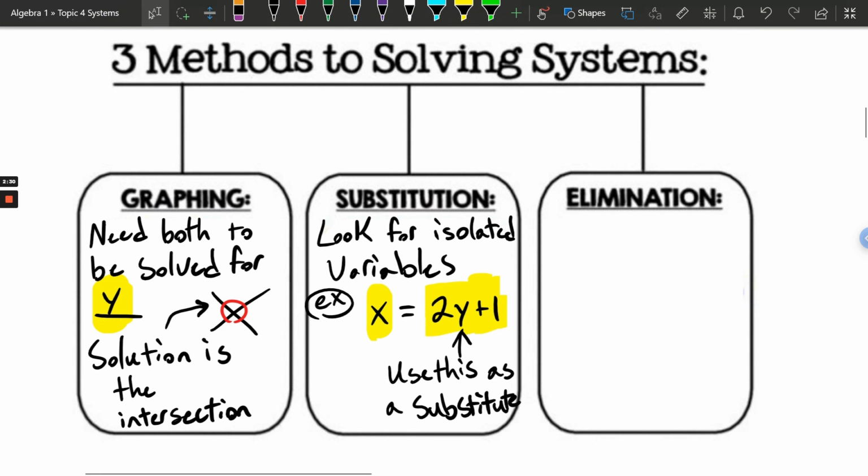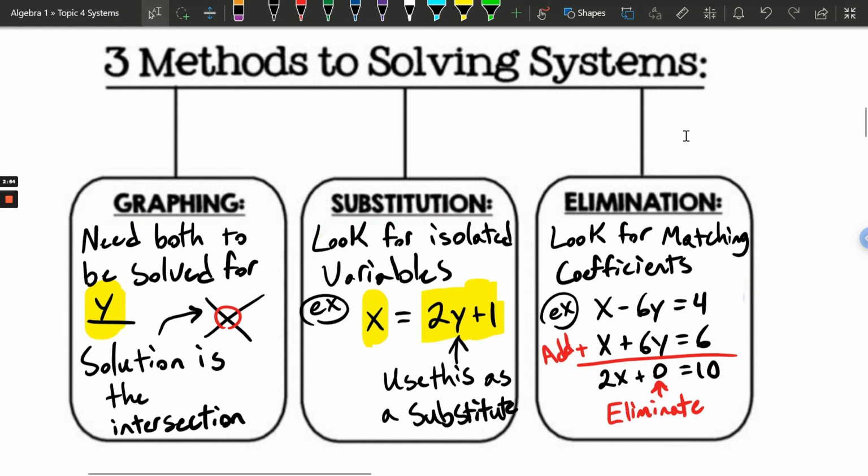My final method that we've talked about so far is elimination. With elimination, you want to look for matching coefficients. So for example, I drew an example here. If you have two coefficients that are what I call matching, like a negative 6y and a positive 6y, this is actually really convenient because when we add the two equations together, we can get rid of a variable, or eliminate y altogether.